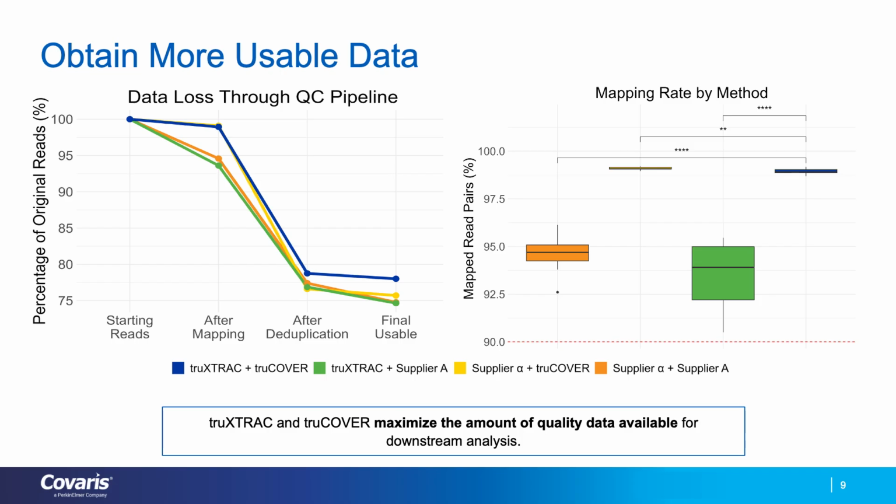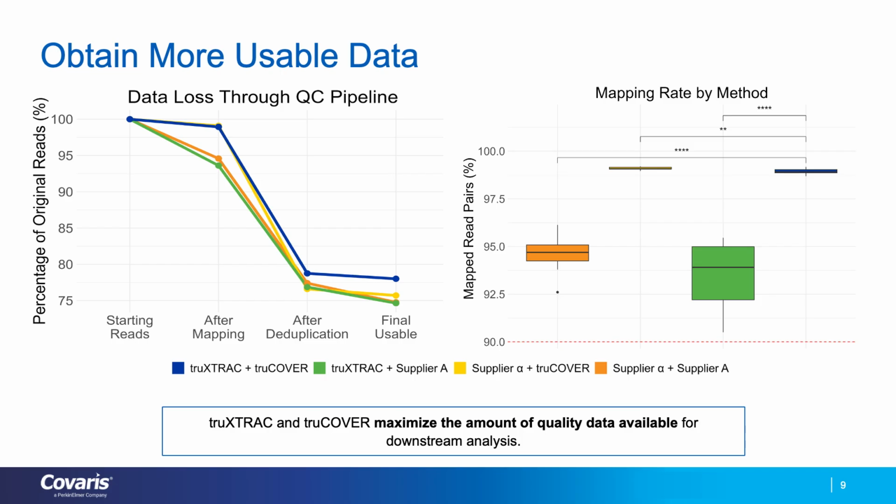The TrueExtract plus TrueCover workflow in blue maintains around 78% usable data, and it clearly outperforms all other combinations. Now, duplication rates around 20% are fairly common, so this might seem acceptable, but in terms of mapping rate, you really see the difference with TrueCover here. Mapping rate measures how many reads successfully align to the reference genome. TrueCover achieves higher mapping rates above 98%, statistically higher than supplier A.